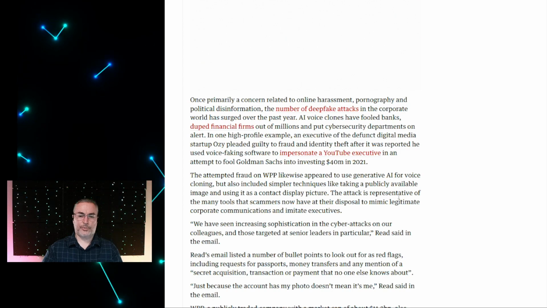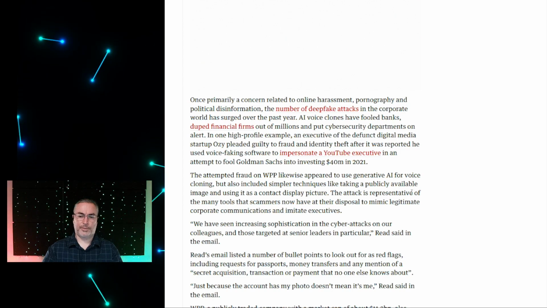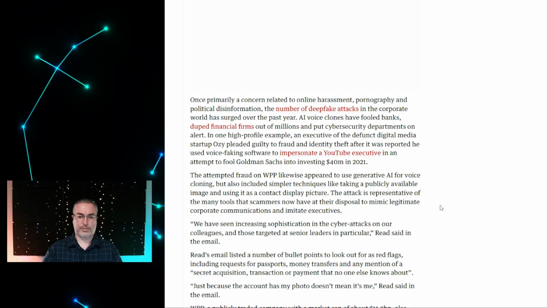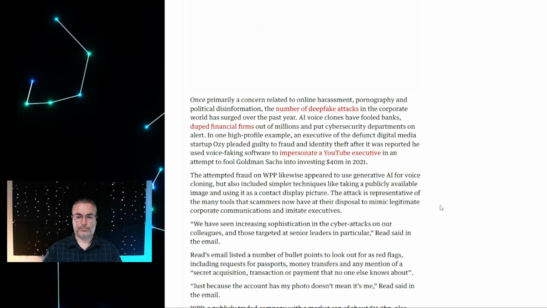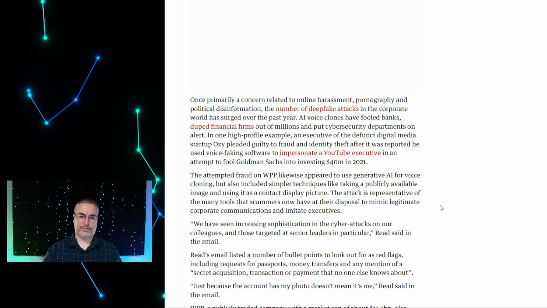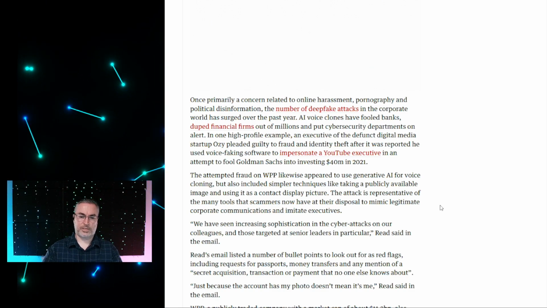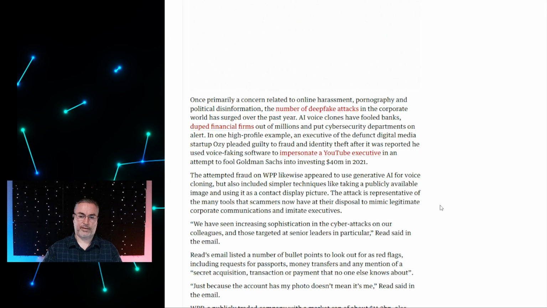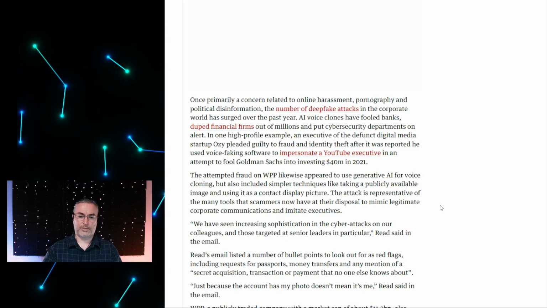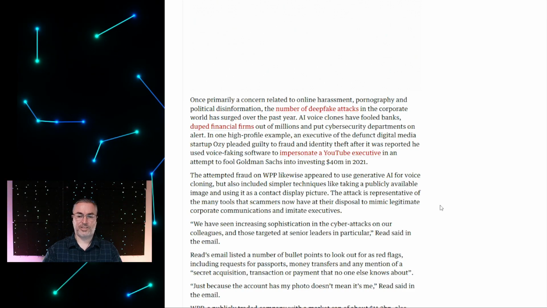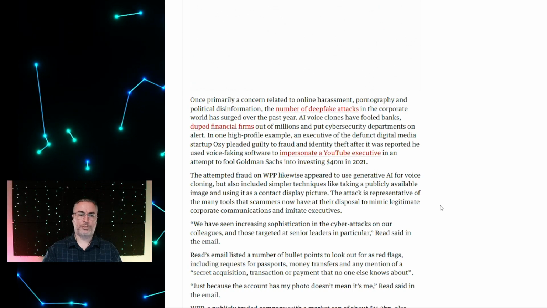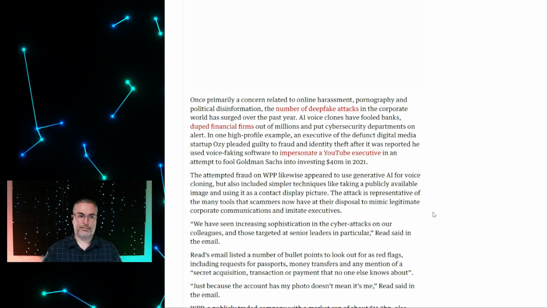So the attempted fraud on WPP likewise appeared to use generative AI for voice cloning, but also included simpler techniques like taking a publicly available image and using it as contact display picture. The attack is representative of the many tools that scammers now have at their disposal to mimic legitimate corporate communications and imitate executives. Absolutely falls under the umbrella of reality hacker.